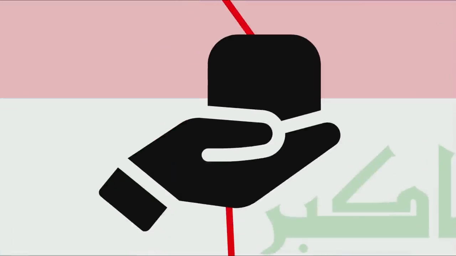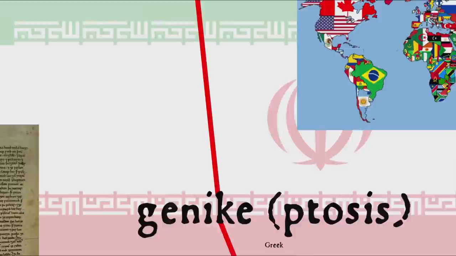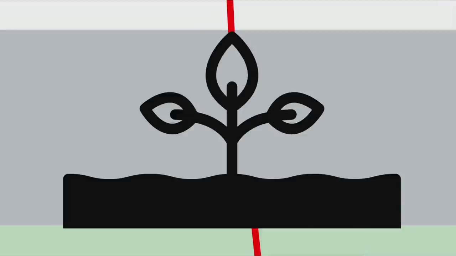Now given that the most common function of the genitive case is to show possession, you might think that it received its name from the idea of being the source of something, the book's cover. But in fact, Latin casus genitivus, genitive case, is a translation of Greek genike ptosis, the general or generic case, expressing race or kind, from Greek genikos, belonging to the family, from genos, family, race, birth, descent, the same Greek word that was used to coin the word genocide, which ultimately comes from the same PIE root as genitivus.